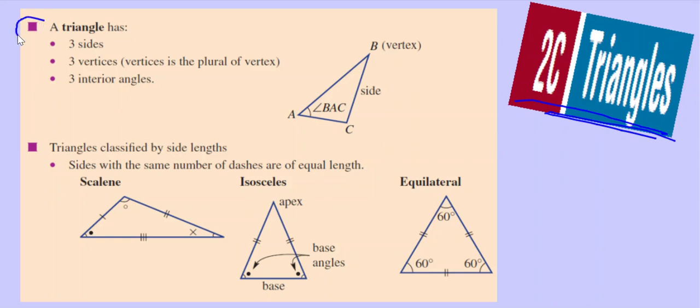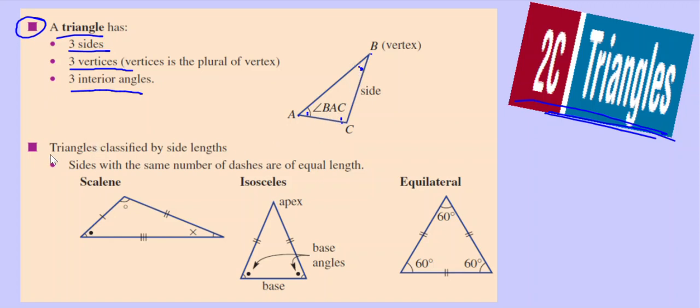So, just a few little characteristics of a triangle. Obviously, a triangle has three sides. It's got three vertices. Remember, our vertices are the points of the triangle. There's one, there's two, there's three vertices. And it's also got three interior angles. So an angle in here, an angle in there, and an angle in there as well. Remembering, those three angles always add up to 180 degrees.